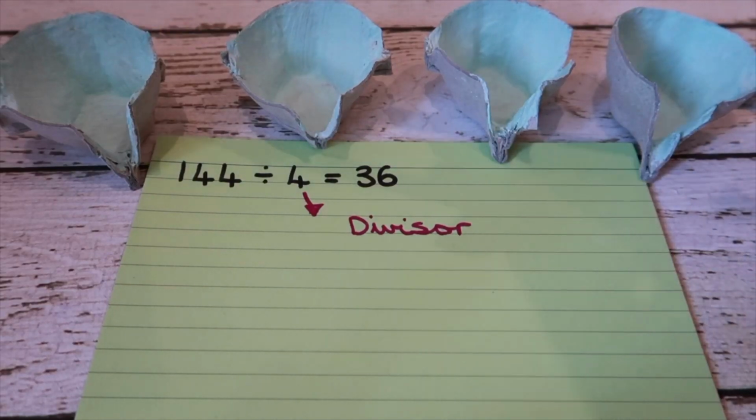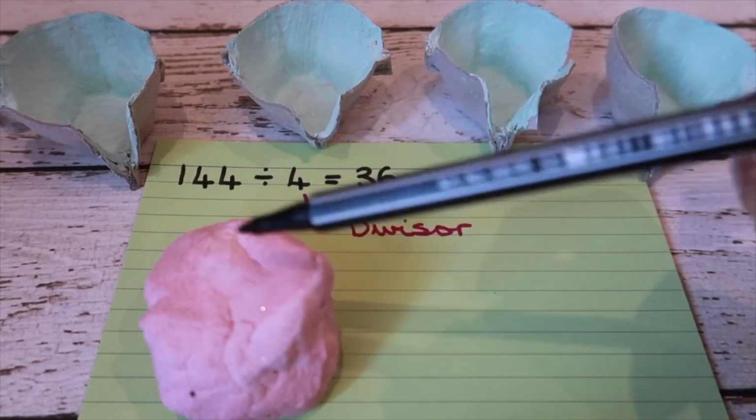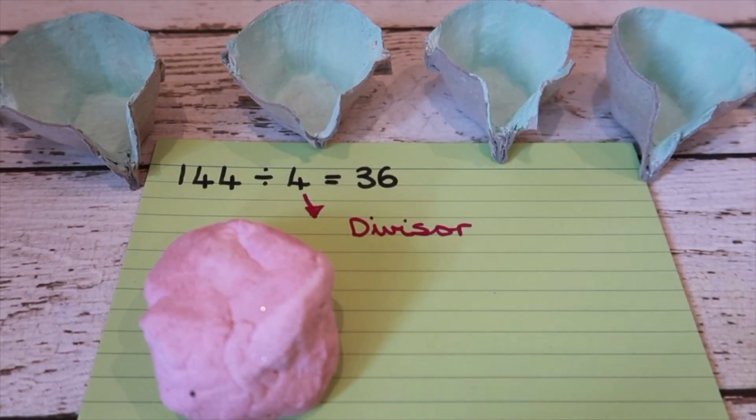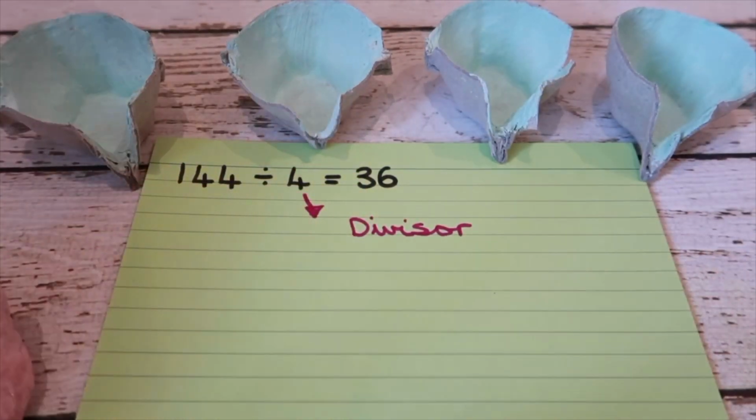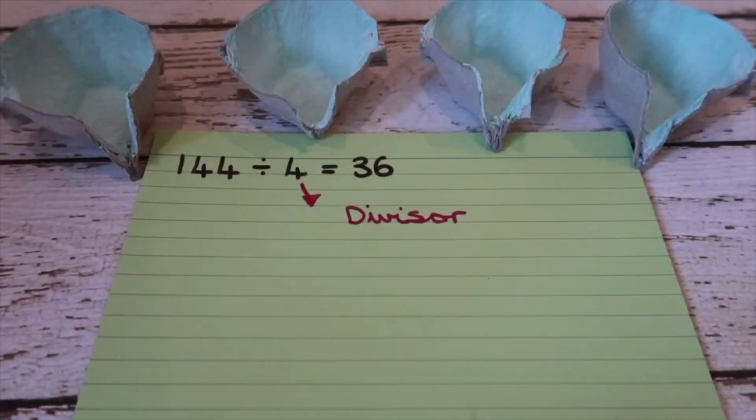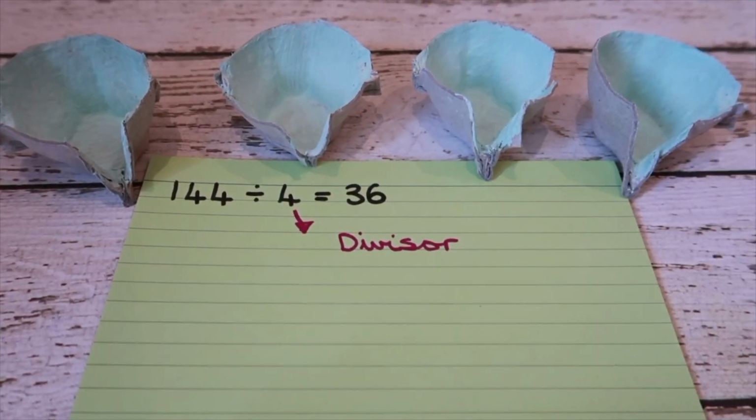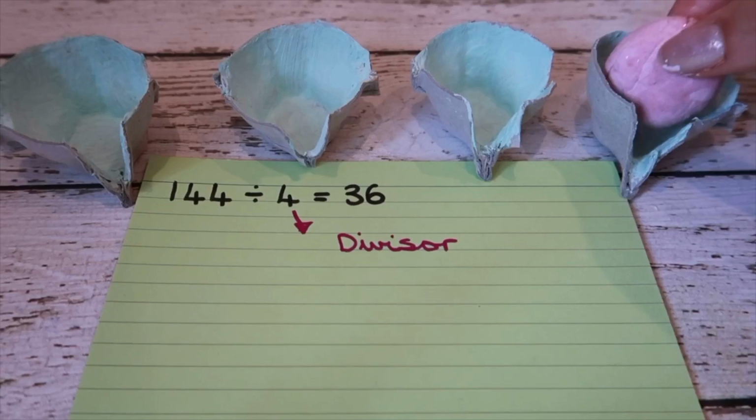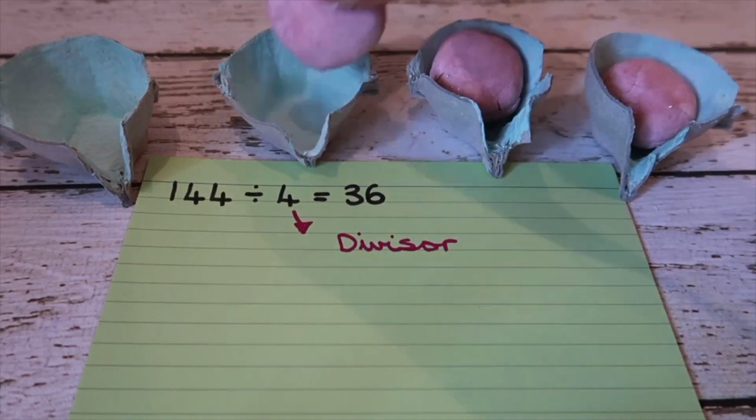So I've used what I've cut out of egg cartons to show the 4 groups or the divisor. So whenever you see the egg cartons coming out, that's me showing you the divisor. And here I've got some Play-Doh, and that's going to represent 144. Okay, so I've got 144, or the Play-Doh, and I need to share it, or I need to split it equally into 4 different groups. And that's what 144 divided by 4 means. So if my divisor is 4, and I've got 4 egg cartons, I need to share 144 between 4 egg cartons. So in each egg carton, I would have 36.